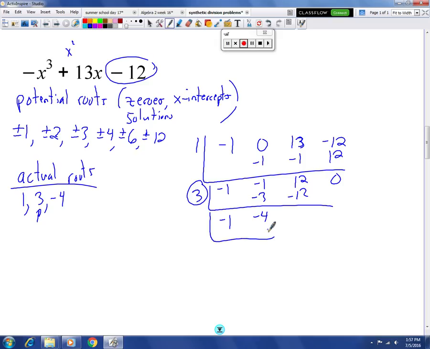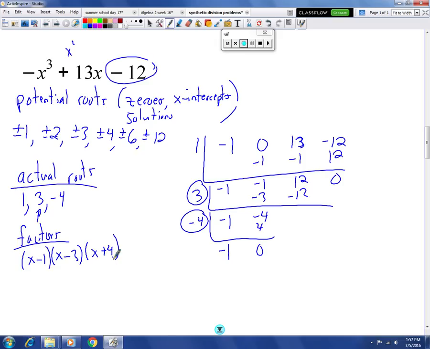And let's try our negative 4. Okay, drop down the negative 1. Negative 4 times negative 1 is a 4, 0. Okay, so here are our 3 actual roots, 1, 3, negative 4 factors. So we got a positive 1, so I'm going to write x minus 1. There's a positive 3, so I'm going to write x minus 3. And a negative 4, I'm going to write x plus 4.